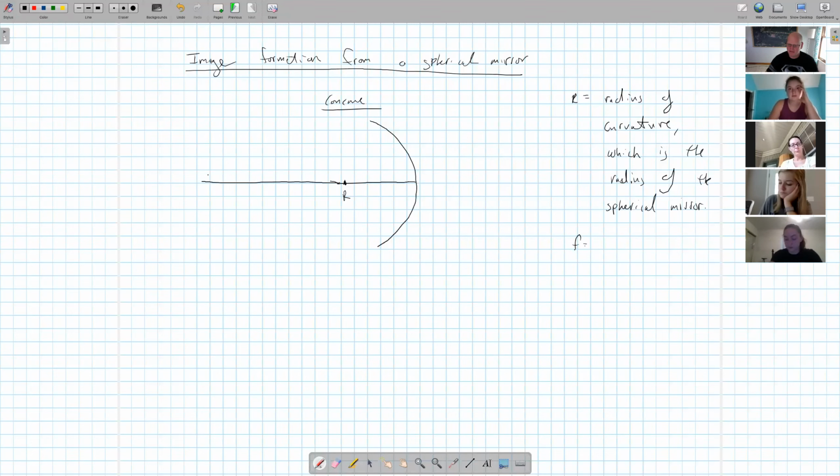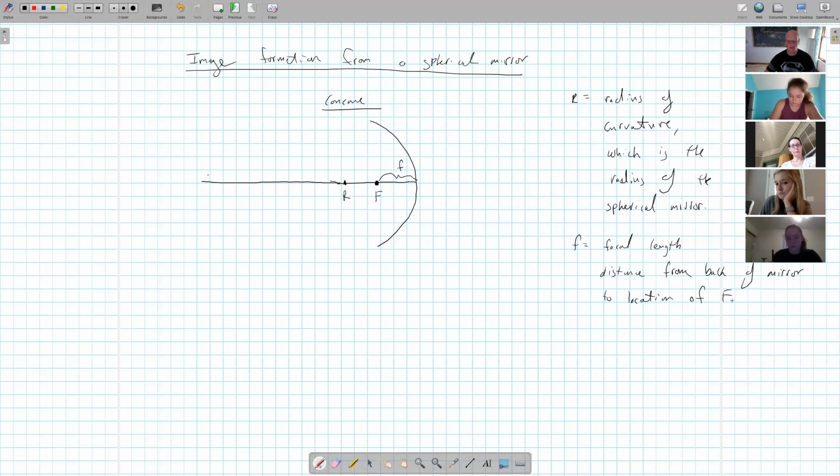Next, we're going to define little f, which is what's known as the focal length. The focal length is the distance from the back of the mirror to the location of the focal point. So this is going to be our focal point, capital F. And little f, the focal length, is the distance from the back of the mirror to the location of capital F, the focal point.